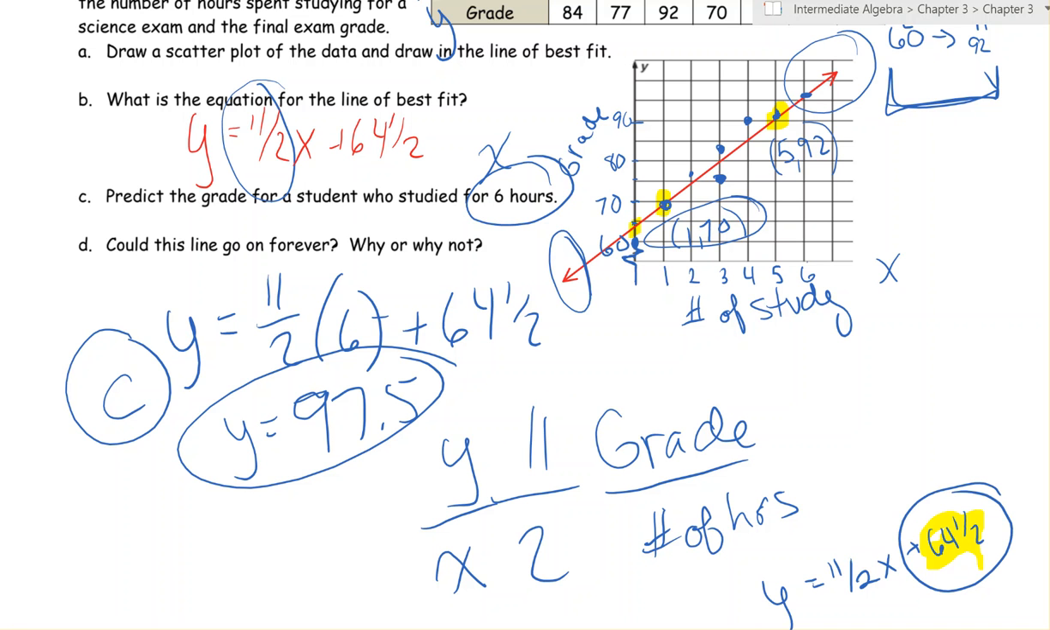And then finally, I want to think about what the y-intercept is. The y-intercept is (0, 64.5). This means if I studied 0 hours, my grade would be 64.5. And hopefully that would make sense.